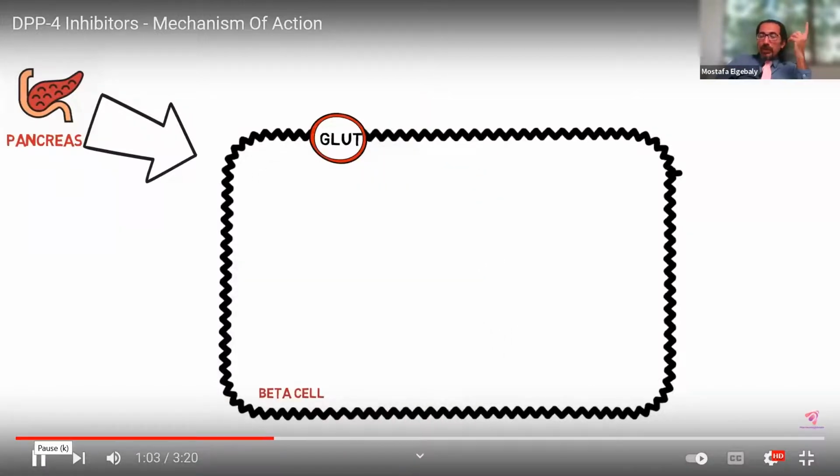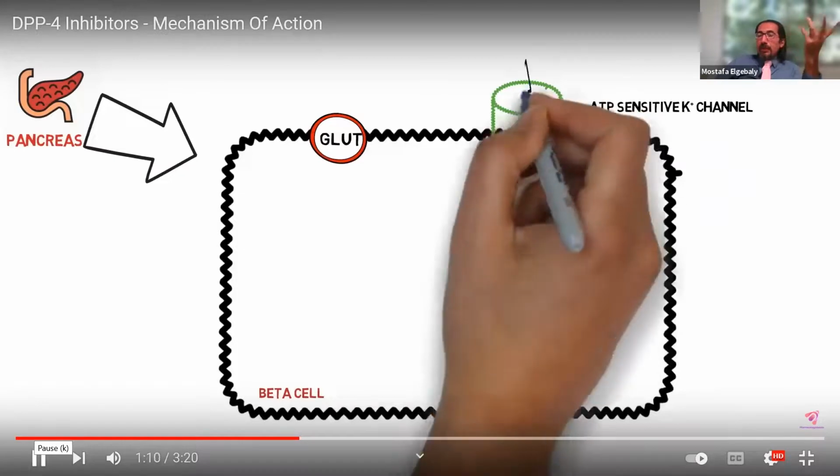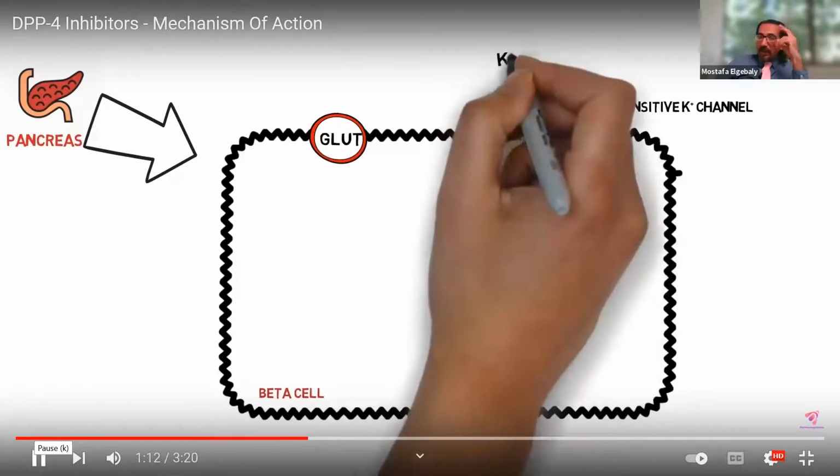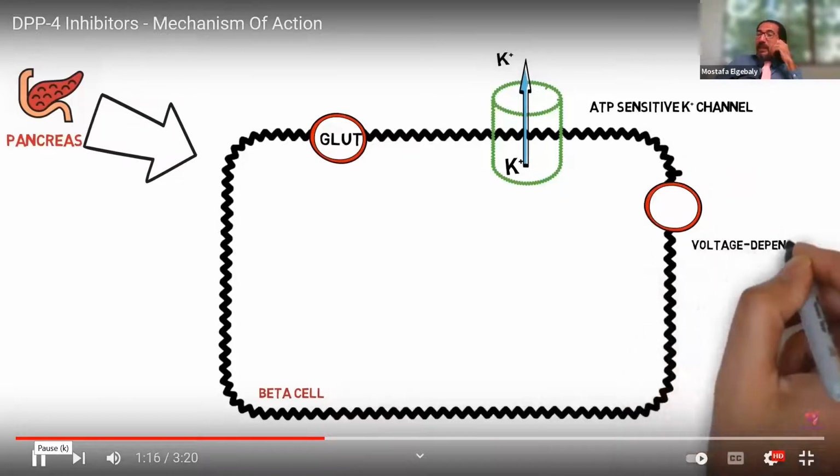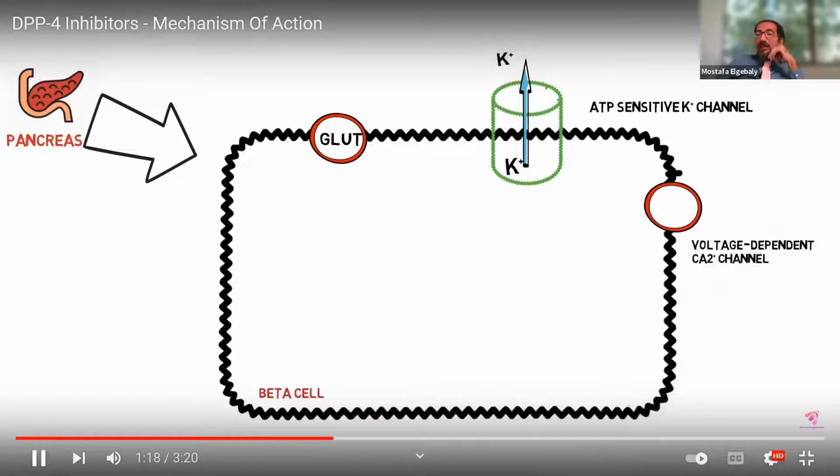You have the glucose transporter. It's one type of receptor. You have what we call the ATP-sensitive channel. It's responsible for potassium movement outside the beta cells in the pancreas. You have a third type of receptor, the voltage-dependent calcium channel. That means it operates in response to electrical changes, electric current changes within the cell membrane, and controls calcium movement. The glucose is high in the blood now because we ate.